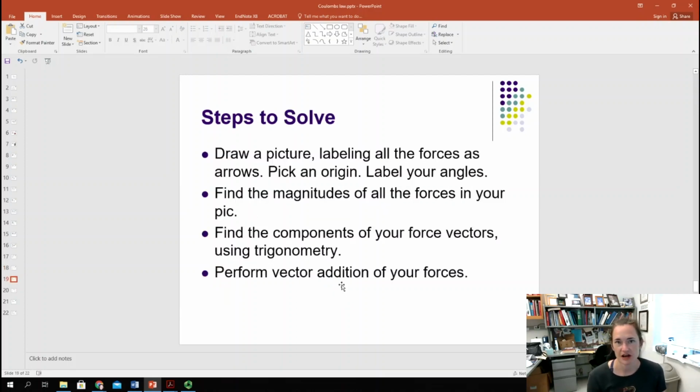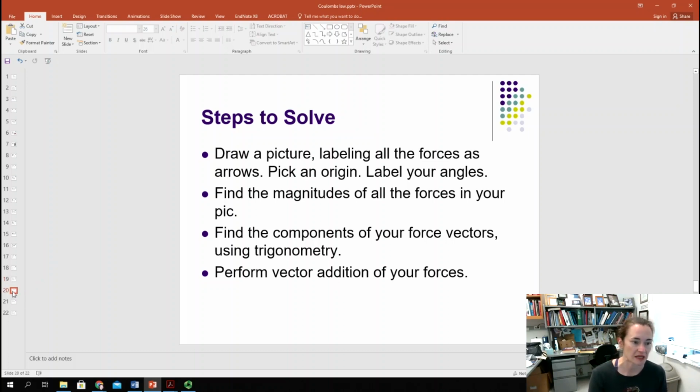There's a certain set of strategies that I use each time I have to solve one of these problems. Okay? So here's my strategy. First I draw a picture, and on that picture I pick an origin and I label all of the forces from all of the charges on that picture. I draw them as arrows. And I would label any angles that I have with respect to my x, y, and z axes maybe on that picture. Next step, I find the magnitudes of all the forces that are in my picture. Next step, I find the components of those force vectors using trigonometry. And then finally, I perform vector addition of the forces. So those are the steps that I follow each time I have to do one of these problems.